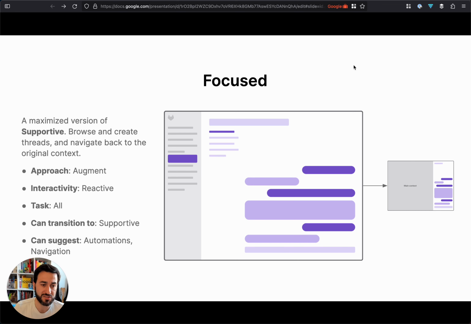And also the most interesting part is possibly navigating back to the original context where users triggered the interaction with AI. So if you were interacting with AI in an issue, maybe going back to that issue. If you're in a file and you've asked AI to explain a block of code, going back to that file that you looked at some days ago. And again, in focused, the AI is the main context with a dedicated focus. And that's why we're explaining it here.